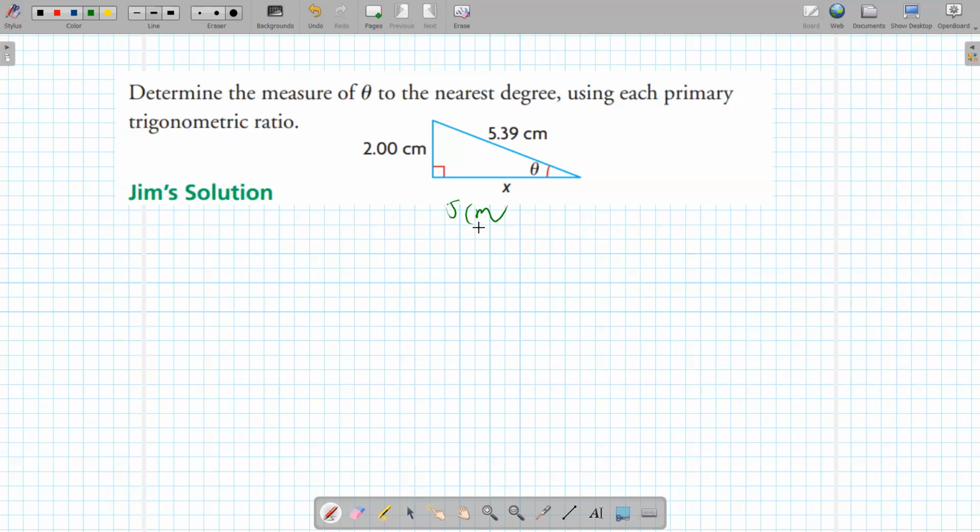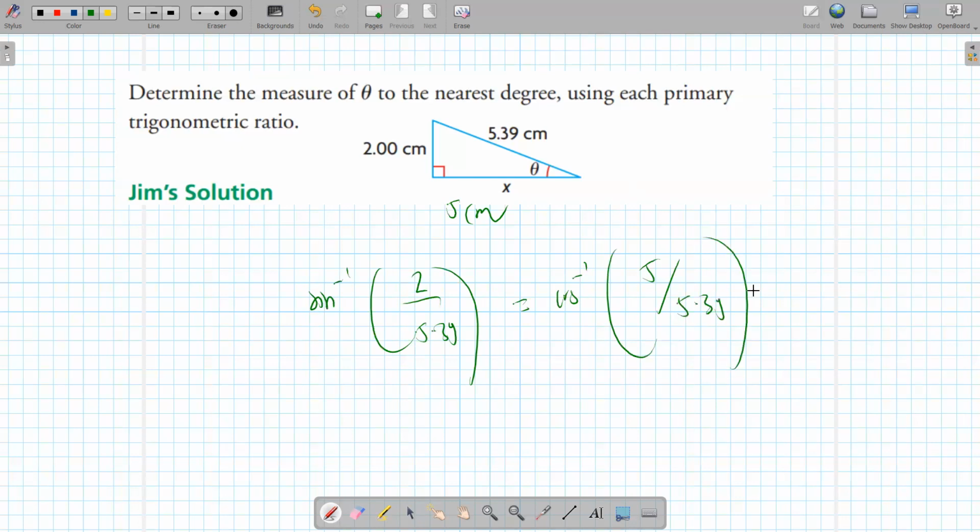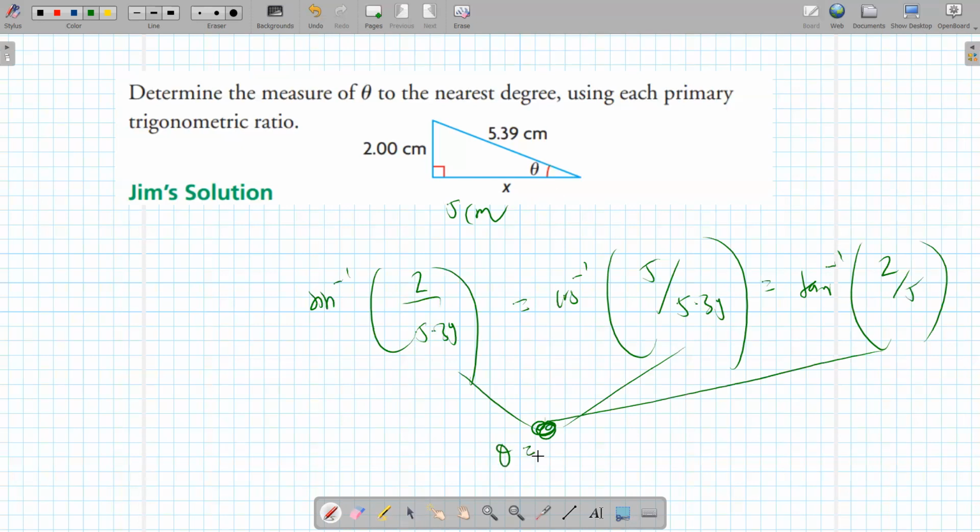The thing is if you know all 3 sides of a triangle, you can use anything. You can do sine inverse of opposite over hypotenuse. The answer to this, whatever angle you get, that's gonna be the same thing as cos inverse of 5 over 5.39, adjacent over the hypotenuse. Or you can do tan inverse of opposite over the adjacent. All 3 of these are gonna give you the exact same angle theta. So theta would be, you can do any one of them.